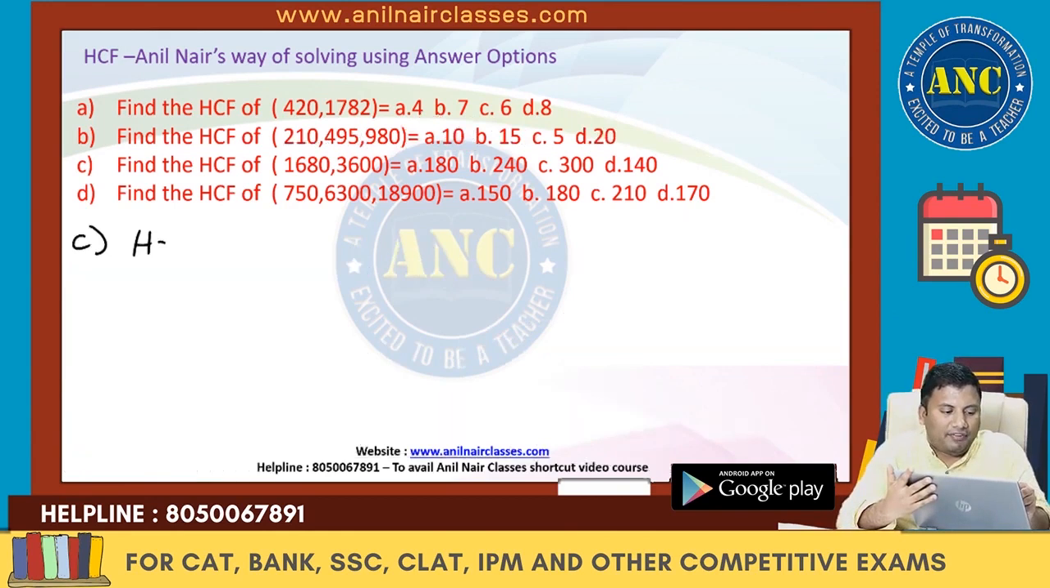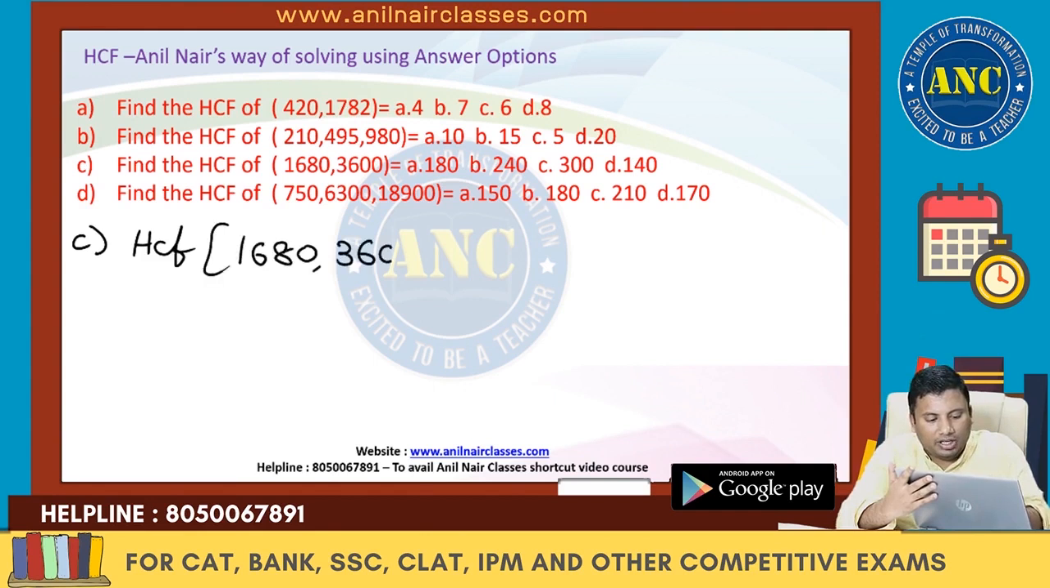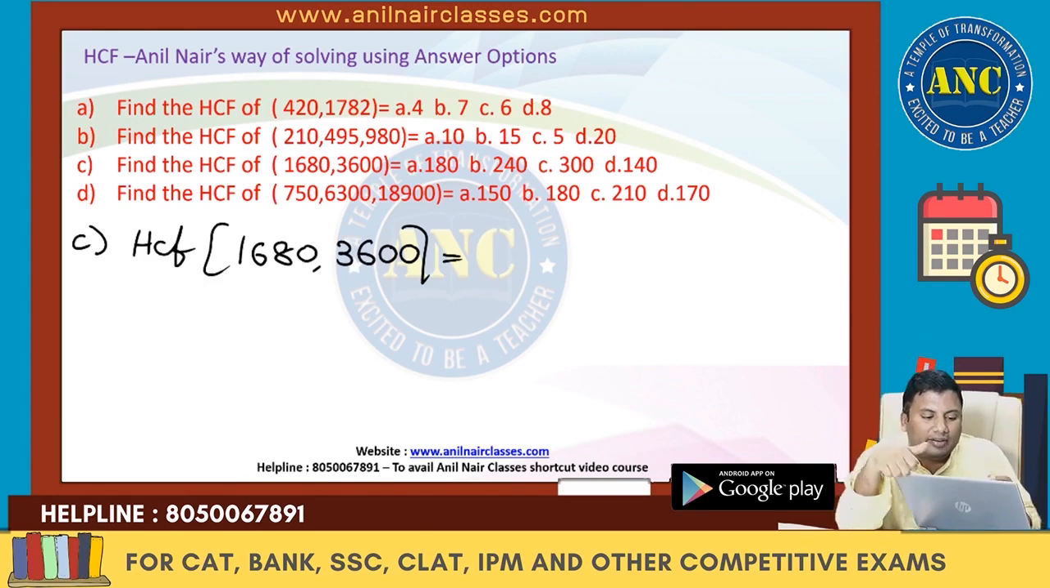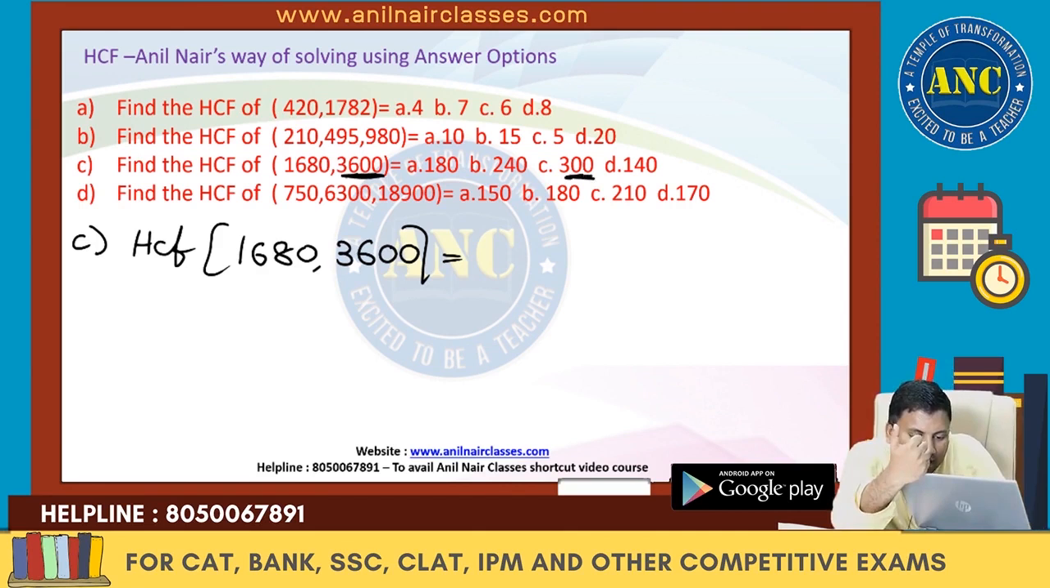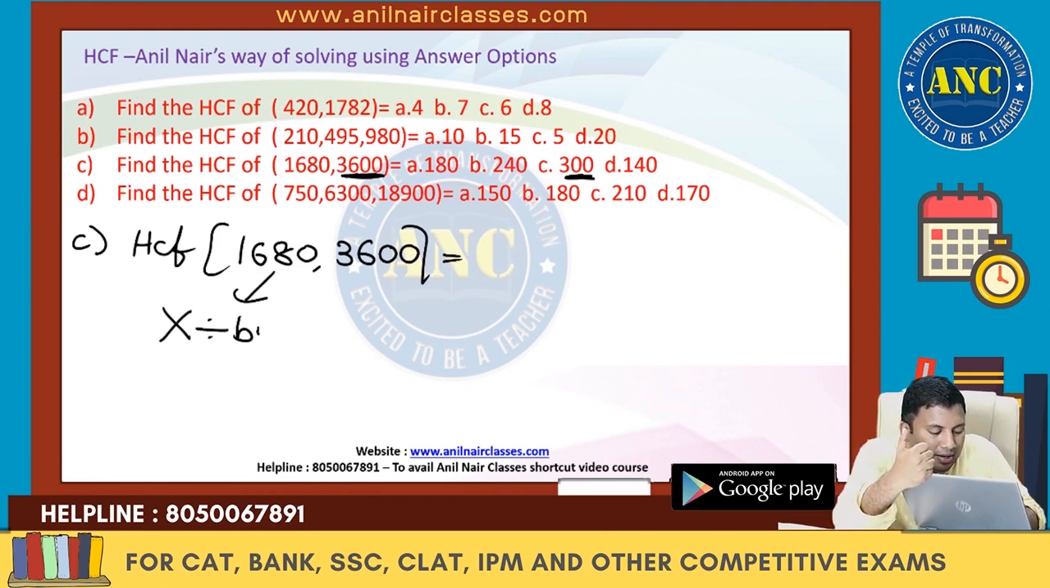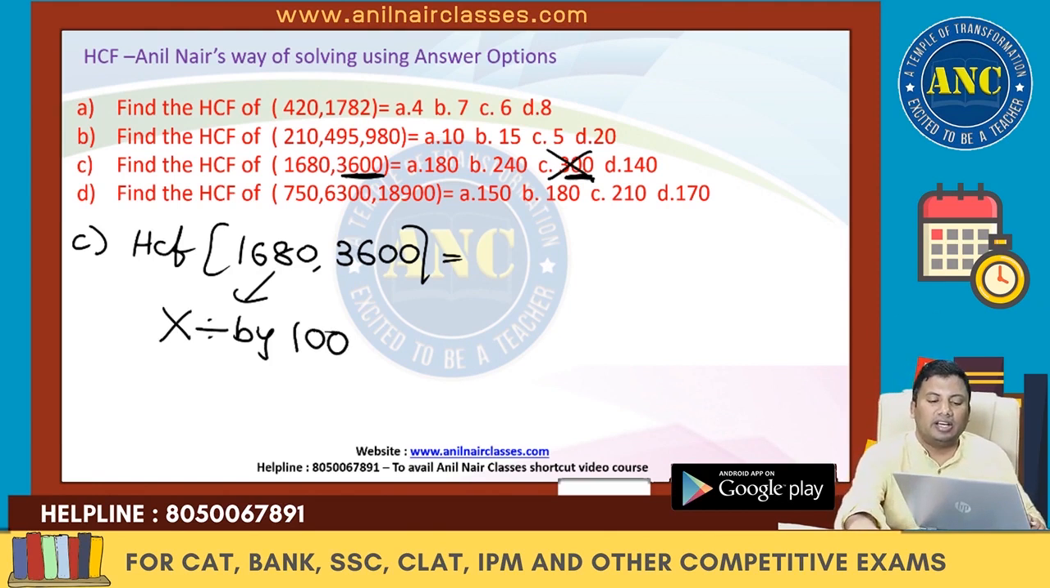Find the HCF of 1680, 3600. Directly by looking at it, we can say the answer. If this is divisible by 100, divisible by 100 means the last two digits are 0, 0. If option C is divisible by 100, 1680 is not divisible by 100. So option C is incorrect. Option A is also incorrect.